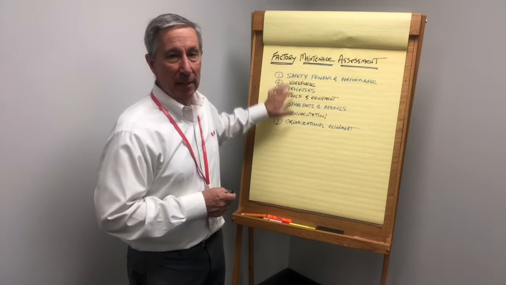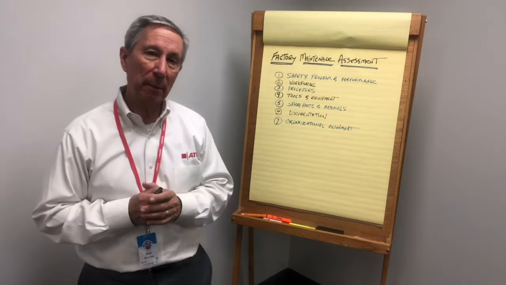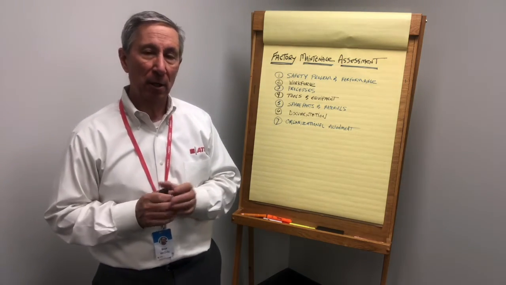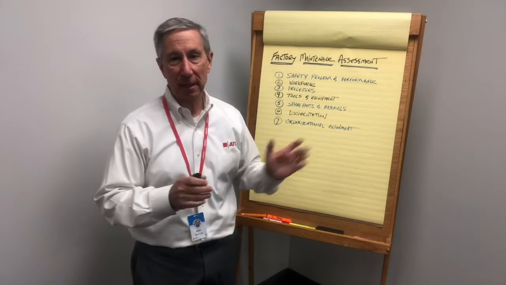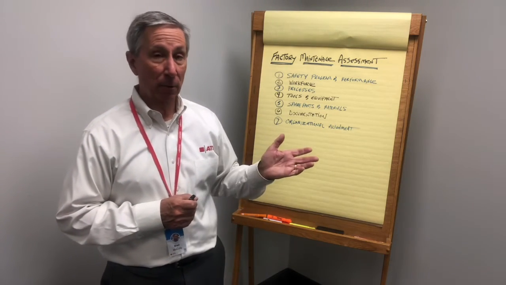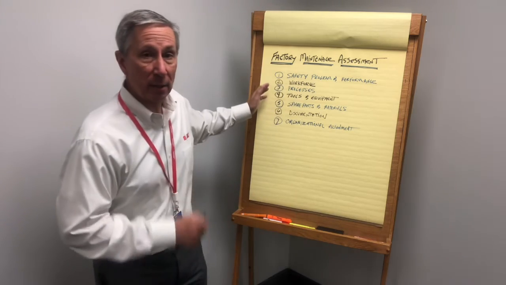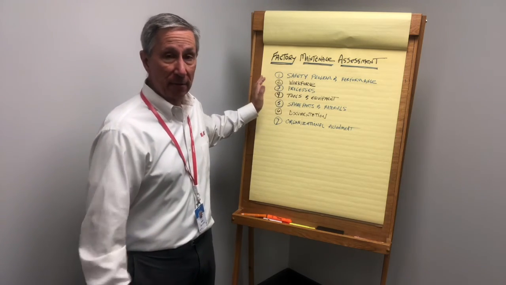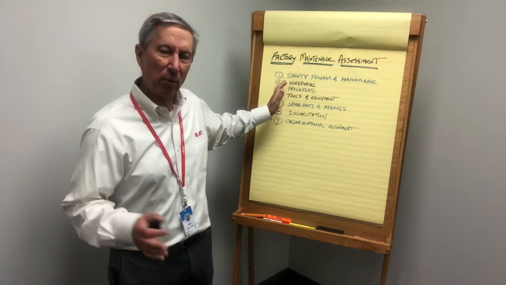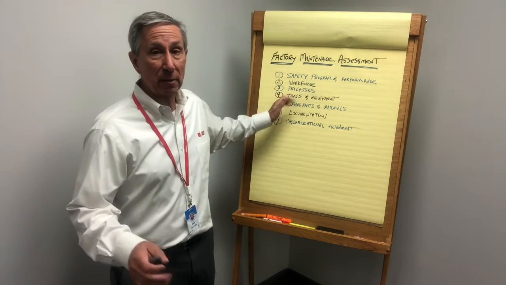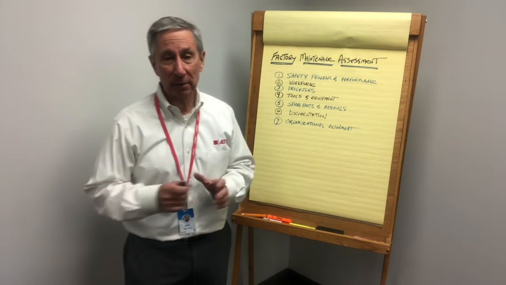Now in each of these categories, there are subcategories, and we'll talk about those in later videos. And I really like to use the 0 through 5 scoring method. 0, a function doesn't exist. 1, it's in dire need of help. 2, it needs improvement. 3, it's okay. 4, it's a strength of the maintenance system. And 5, it's best in class.